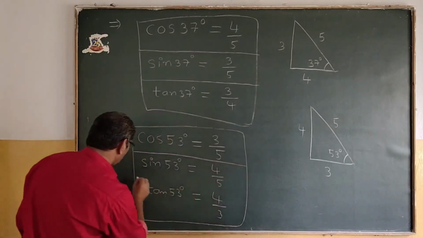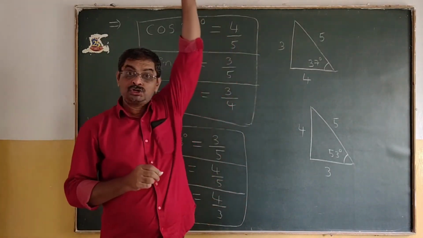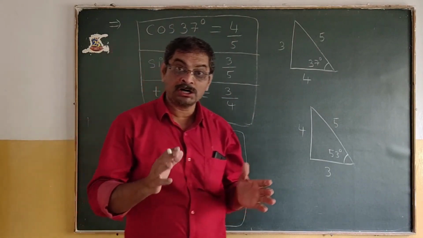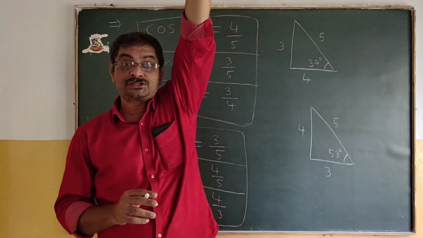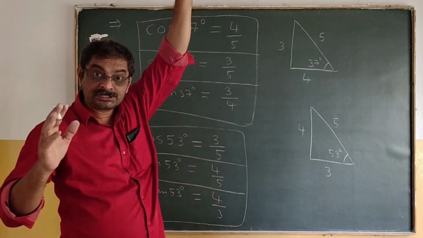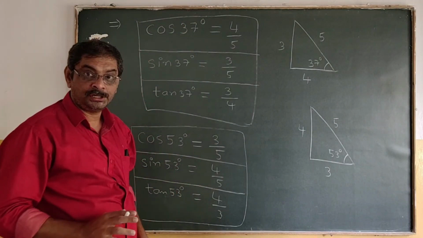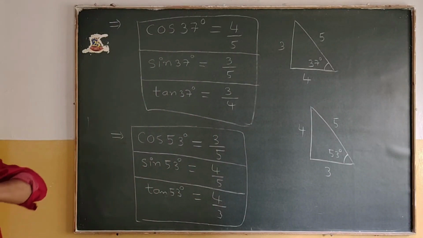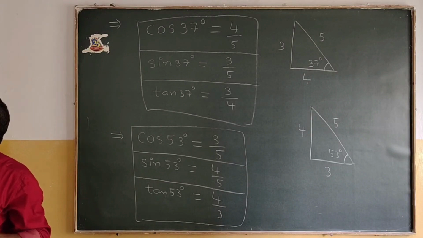So that will be one more important thing you need to remember. You need to remember about the angle, the value of cos 37 degree, and the value of cos 53 degree. So remember one more very important thing regarding the angles 37 and 53.